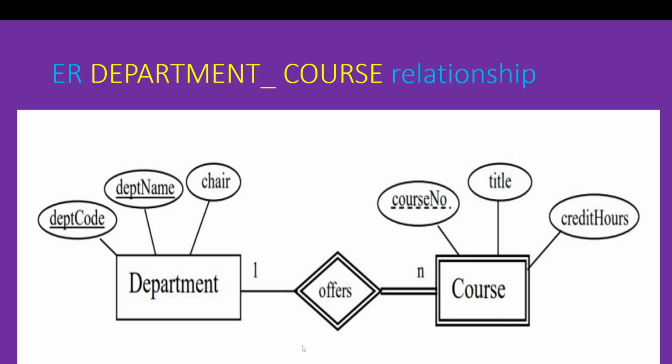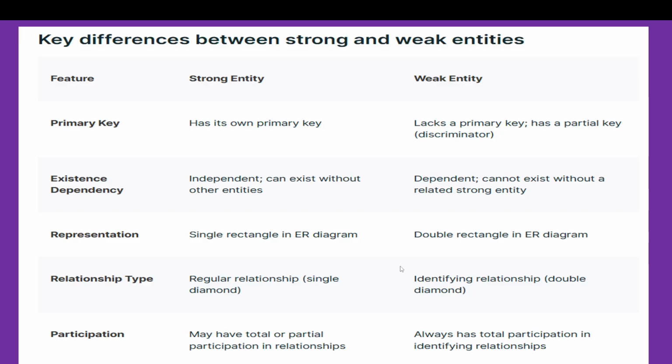And the last thing: what is the difference between strong entity and weak entity? This is the summary. You can see the feature is primary key. The strong entity has a primary key, but the weak entity doesn't have a primary key; instead they have another key, called a partial key. This comes in questions, sometimes in the exam: what is a discriminator? Discriminator is nothing but the partial key of the weak entity.